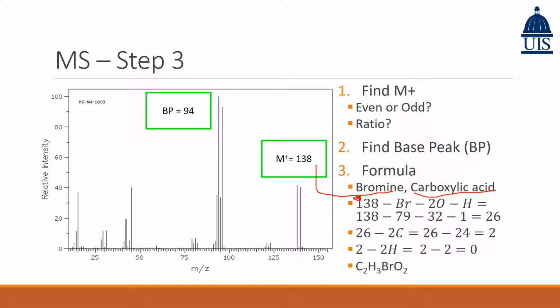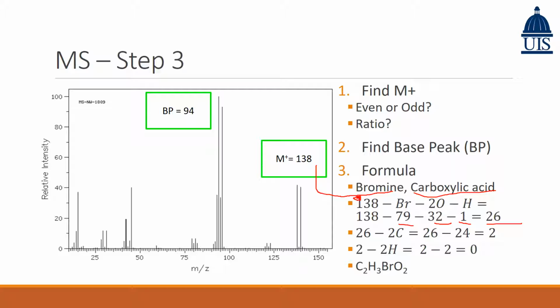So we'll take our 138, we'll subtract the molar mass of a bromine, we'll subtract the molar mass of 2 oxygens, which are present in a carboxylic acid, and subtract the mass of 1 hydrogen, which is on that OH, that's the H there. So 138 minus our 79 minus our 32 minus 1, this is going to get us down to 26. Okay, so now after this 26, we know that there's most likely only carbons and hydrogens left. As we saw with our IR, it's most likely there's no more functional groups left.